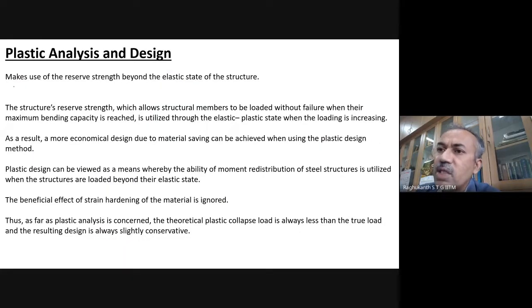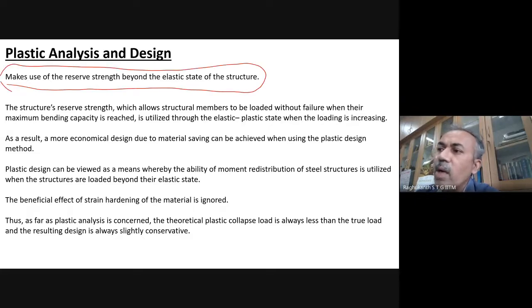So in plastic analysis, we make use of the reserve strength beyond the elastic state of the structure. This reserve strength allows the structural members to be loaded without failure when their maximum bending capacity is reached, and it is utilized in the elastic-plastic state as the loading increases. That's what plastic analysis is all about. And obviously, the design becomes more economical because the dimensions automatically get reduced, and you can save money.